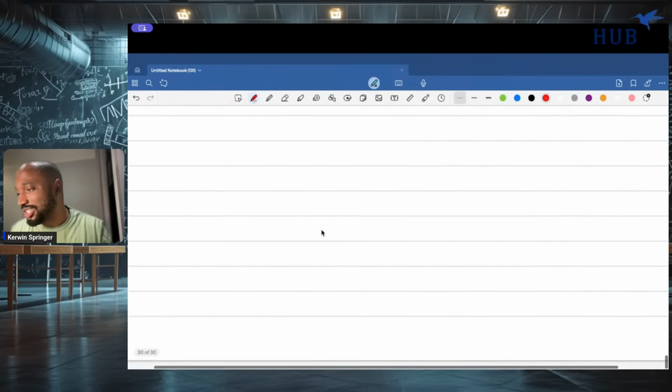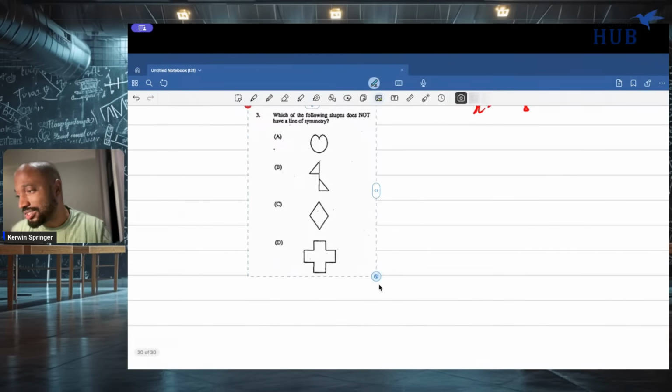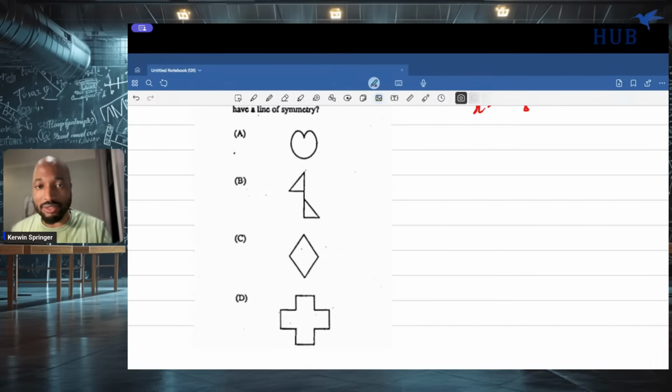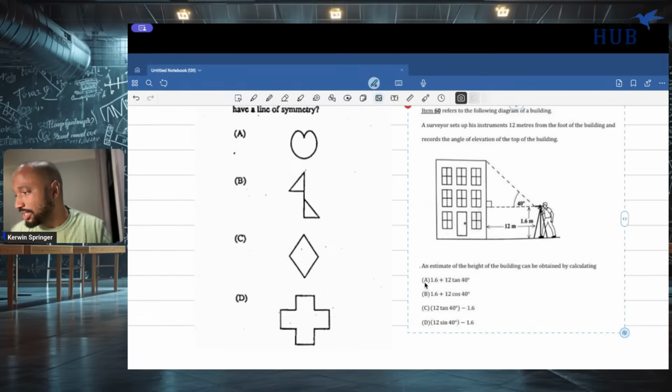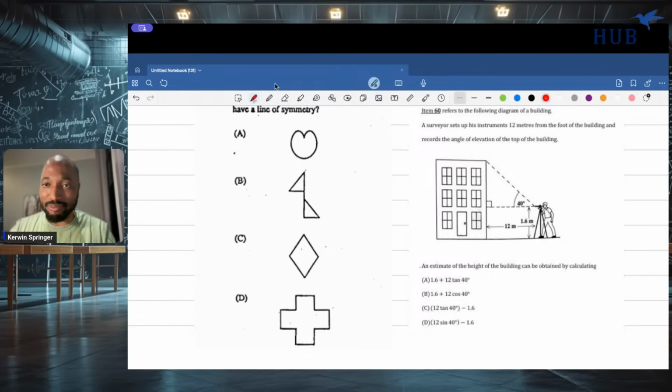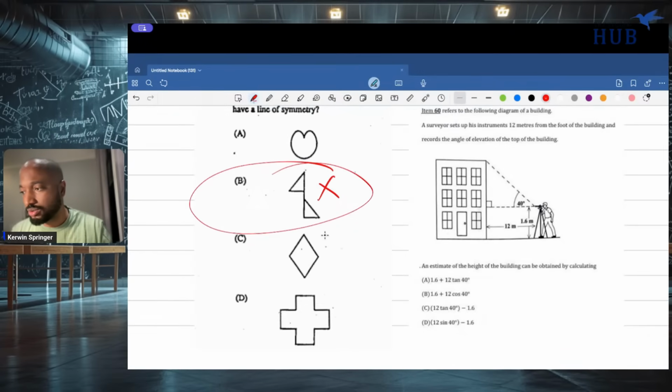Which of the following shapes doesn't have a line of symmetry? Whoever sent this, you're laying down your primary school self. Come on, Samir. And we did this question yesterday. It was one of the last questions that we did yesterday. So I just admit the cheating in the chat here. This does have a line of symmetry.